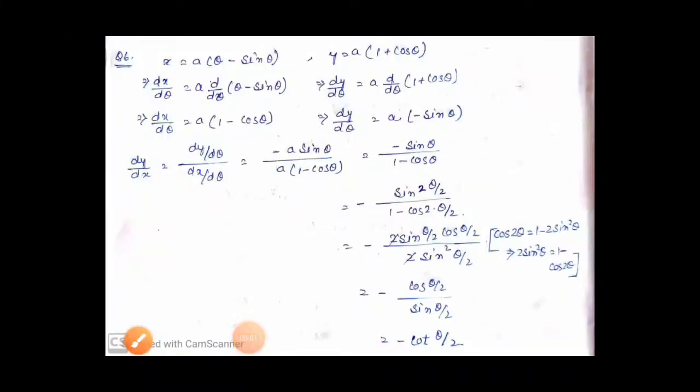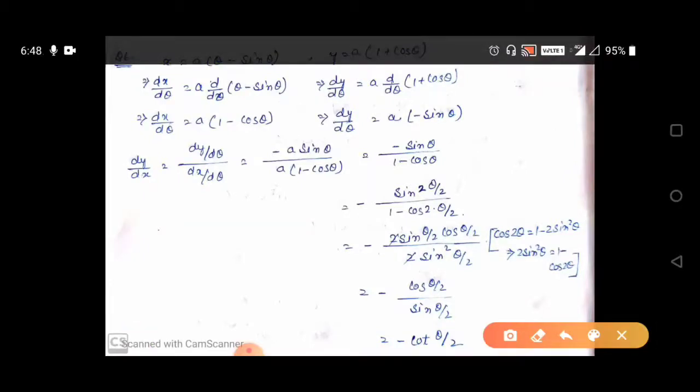Question number 6 of exercise 5.6. Here x is equal to a within bracket theta minus sin theta, y is equal to a within bracket 1 plus cos theta. So here we have to find dy by dx. Here the parameter is theta and a is the constant. So first of all we will differentiate x with respect to theta, and from here we will get dx by d theta is equal to a within bracket 1 minus cos theta, and we will differentiate y with respect to theta. So dy by d theta is equal to a within bracket minus sin theta.